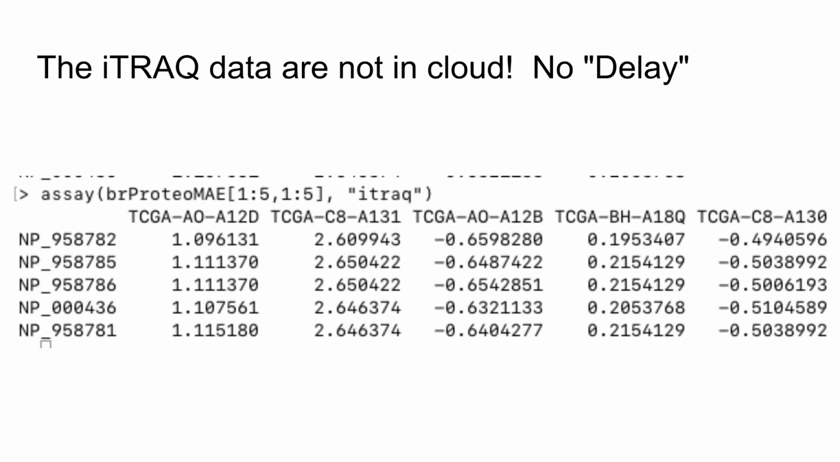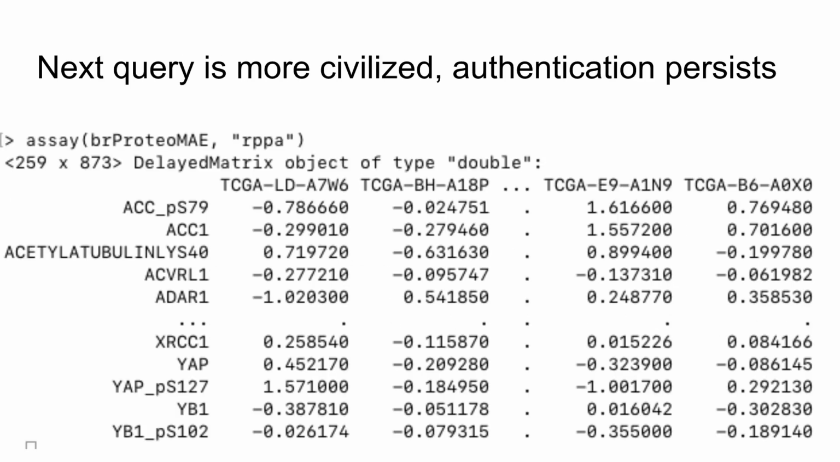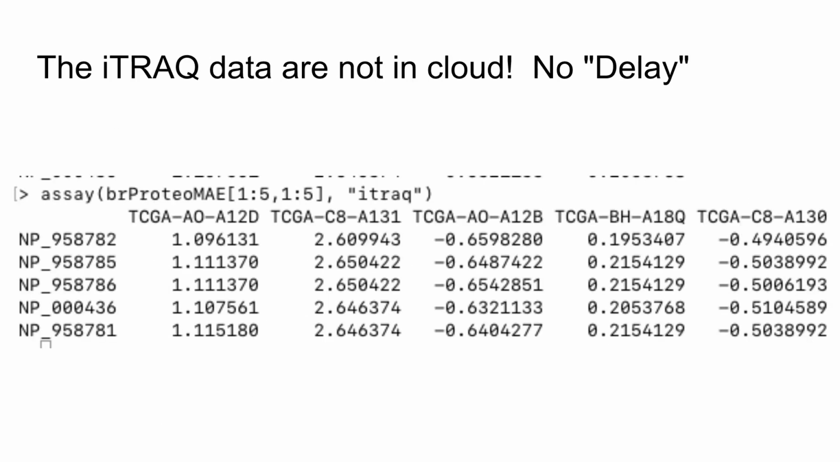Now, as I mentioned, the iTRAQ data are not in the cloud. So there's no delayed. See how this thing is telling me, oh, this is a delayed matrix? That's not the case here. And so I'd better go and limit the number of rows and columns I'm asking for here. I do so, and I get back these quantifications. And you can see that another nomenclature was used here. These are the RefSeq IDs, and those have to be remapped in order to use the symbols. And that's written up in the vignette.